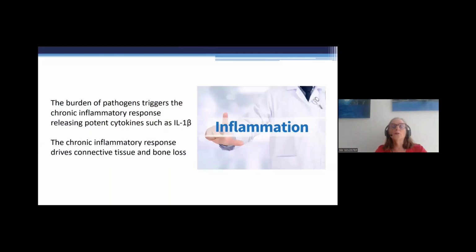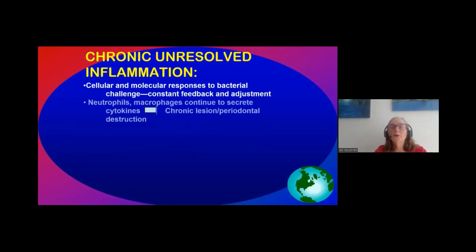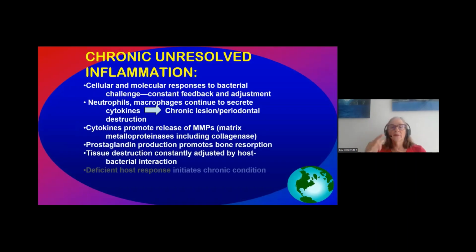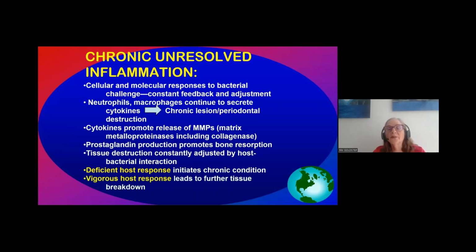Now here we have the burden of pathogens that will trigger this chronic inflammatory response, and that will release more cytokines. And these cytokines end up being more detrimental because there's a vicious circle. So this chronic inflammatory response drives connective tissue and bone loss. It hasn't stopped, it continues, and it gets worse and worse. So here we have a cycle where the cellular and molecular responses to the bacterial challenge are constantly in feedback and adjustment. And then it starts going too much to one side. The neutrophils and the macrophages continue to secrete the cytokines, and these cytokines contribute to chronic lesions and periodontal destruction.